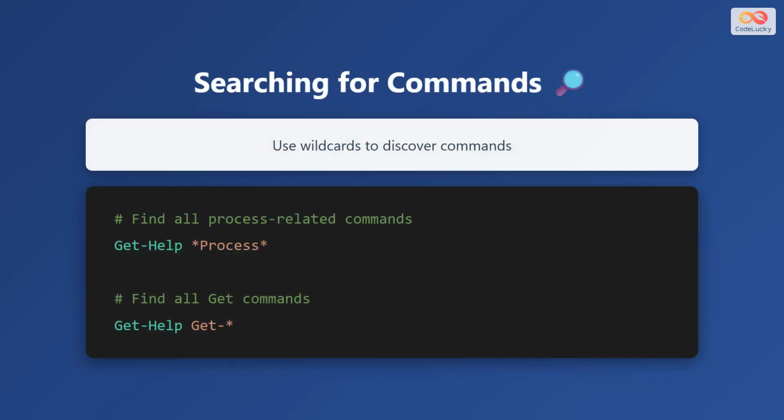PowerShell lets you search for commands by using wildcards. For instance, get-help *process* helps you discover all commands related to processes. Similarly, get-help get-* lets you see every command that starts with the word get. This makes it easier to explore available tools without memorizing exact names.